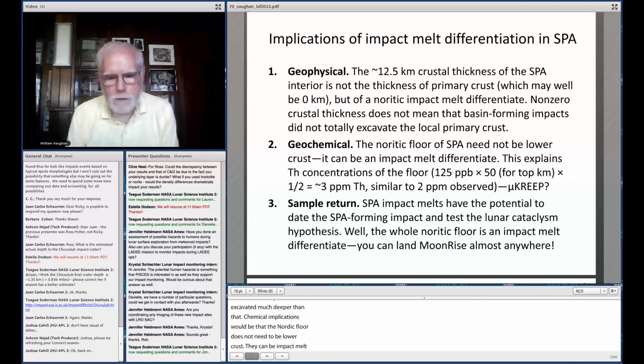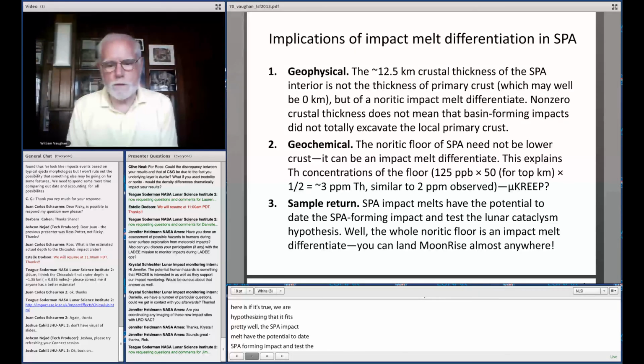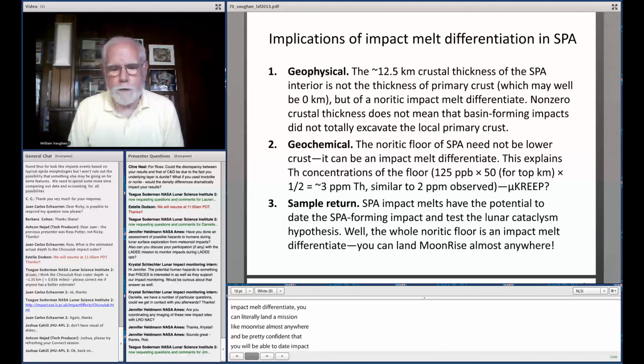And in terms of sample return, the really good news here, if all this is true, which we're hypothesizing that it fits pretty well, is that the SPA impact melts have the potential to date the SPA forming impact and test the lunar cataclysm hypotheses. So if the whole noritic floor is an impact melt differentiate, you can literally land a mission like Moonrise almost anywhere and be pretty confident that you're going to be able to date impact melt, which would in fact give you a date of the basin.